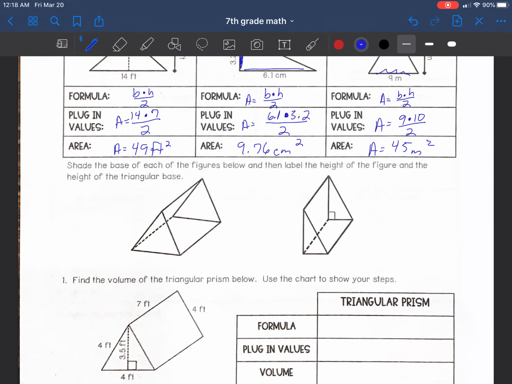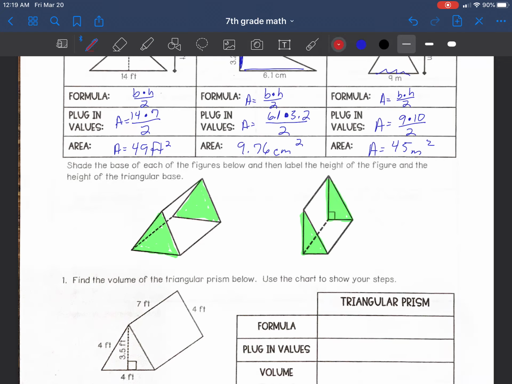So it says shade the base of each of the figures below and then label the height of the figure and the height of the triangular base. Alright, so first let's shade it up. Let's use the highlighter this time. I'm going to shade the bases. Remember, my bases are going to be triangles. Let's highlight my bases. Another base right here for this triangular prism.